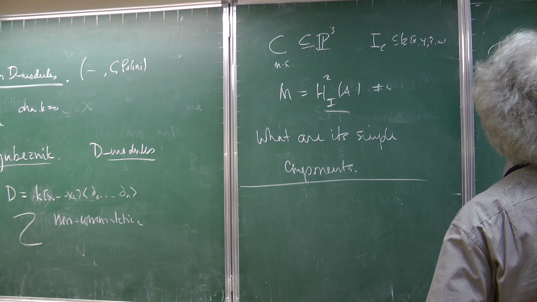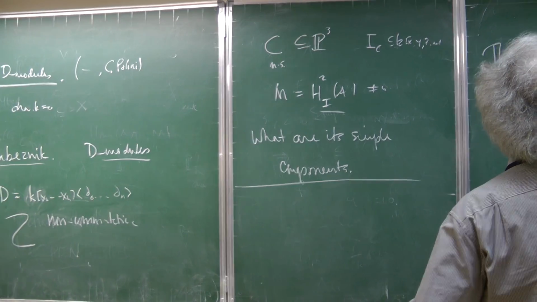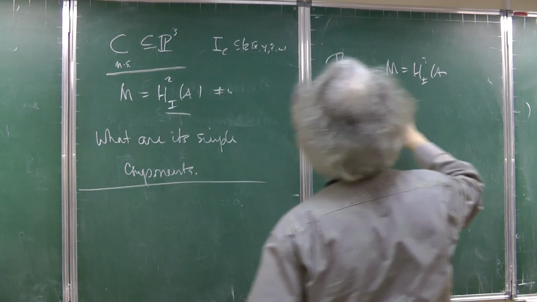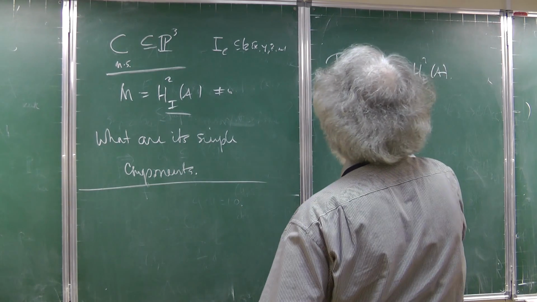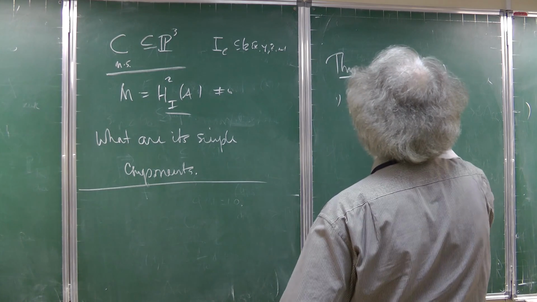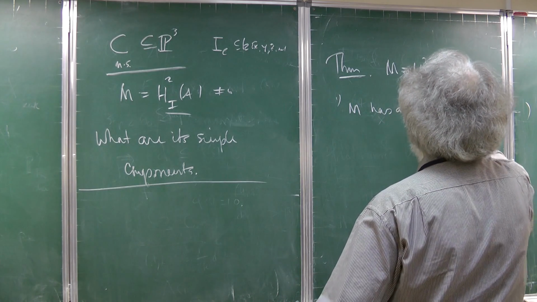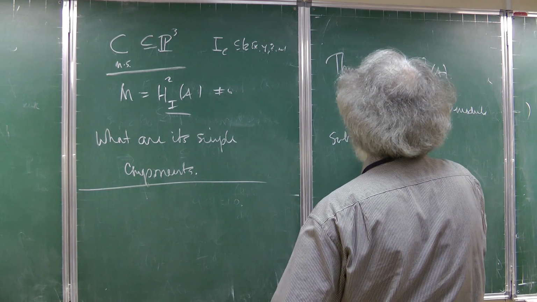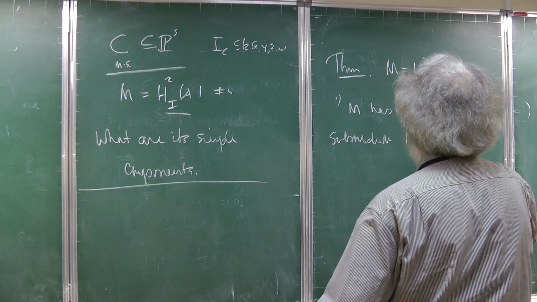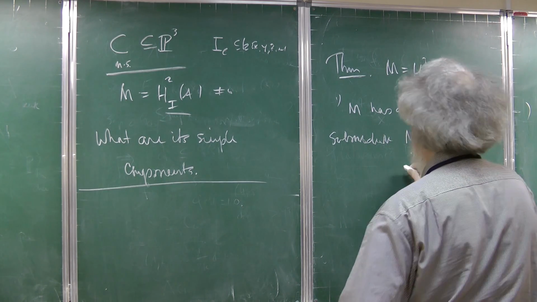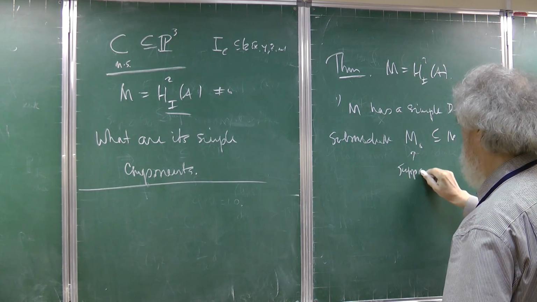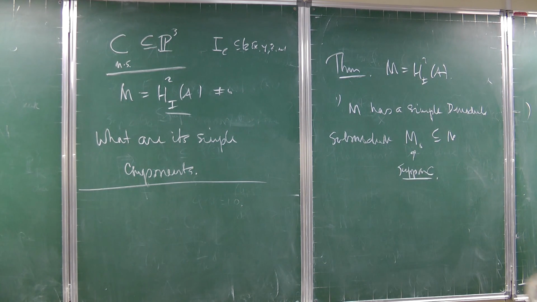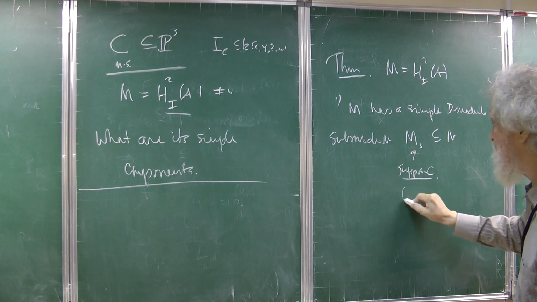So the theorem is that if you let M be H^i_I(A), under these hypotheses, where C is a curve in P3, then first of all, M has a simple D-module submodule, M0, and M0 has support on the curve C. And in fact, in the language of D-modules, you can say exactly what it is. It's the so-called intermediate extension of the structure sheaf O_C on C.